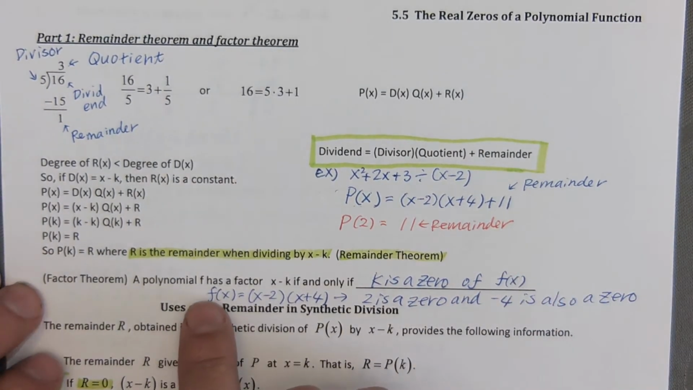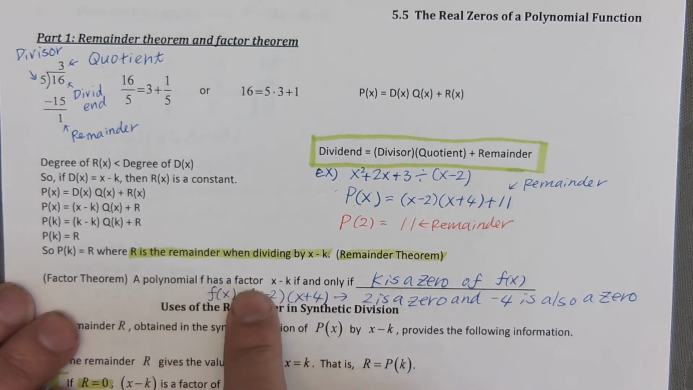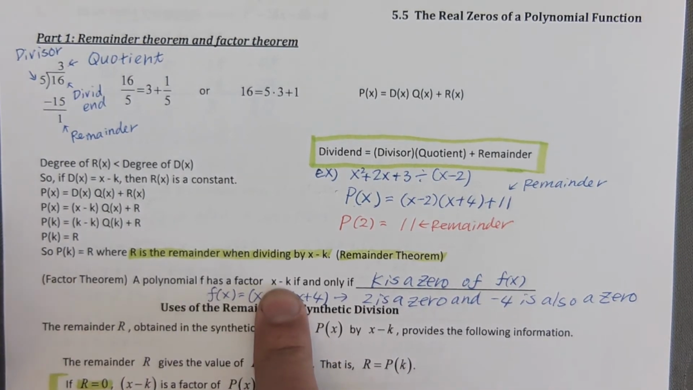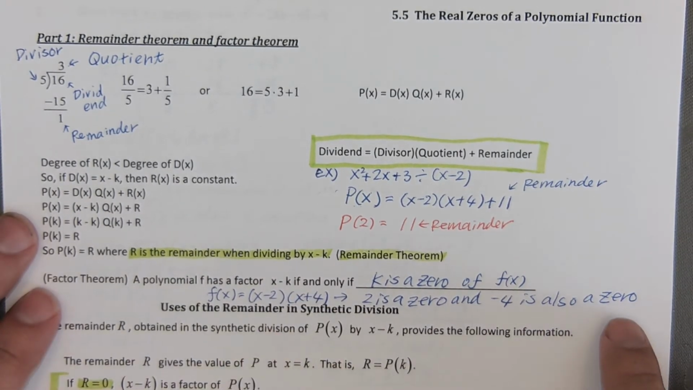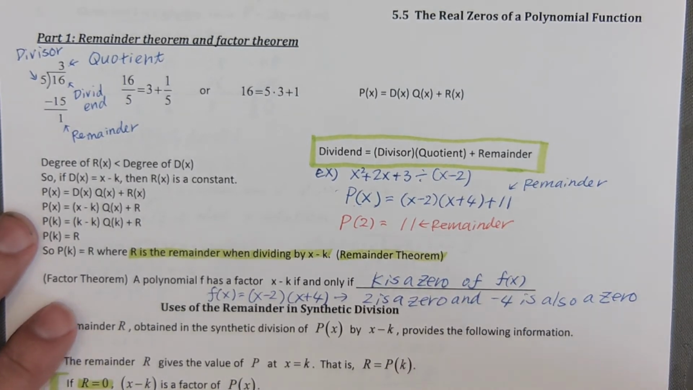Factor theorem says that, let's say a polynomial f has a factor x minus k, so any polynomial. If it has a factor, it's only going to have that factor if when we evaluate it there, we get no remainder at all. Meaning remainder equals 0.